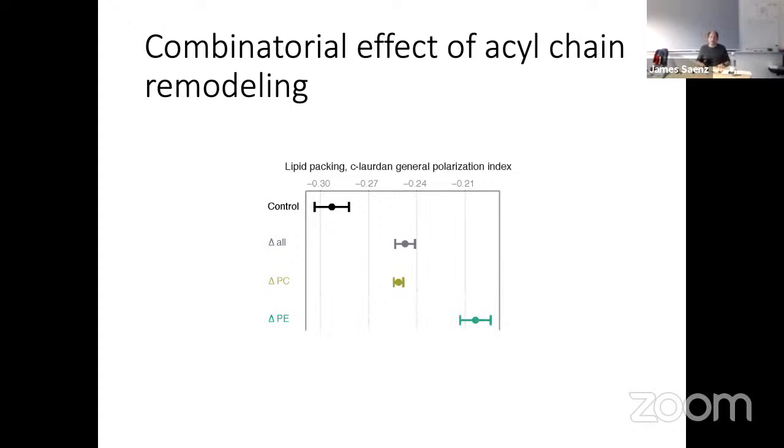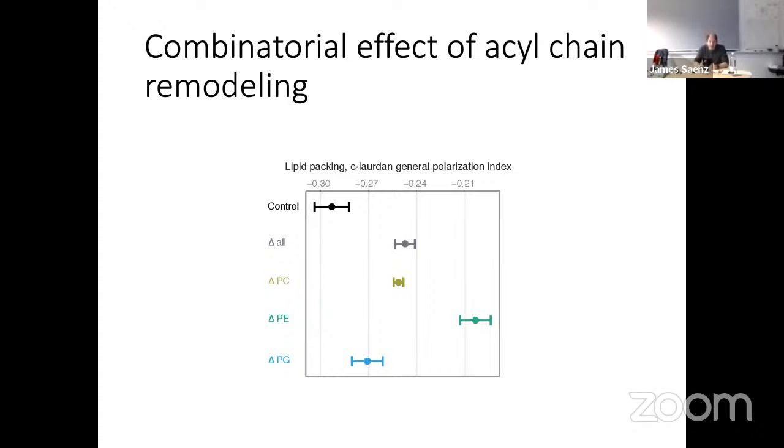There we see that the effect on lipid packing is much larger than just varying in PC or varying in all the lipids the same. So it actually matters which head group you choose to remodel your acyl chains in. When we tried this with PG, we got a different result. It's actually less sensitive, so it goes the other direction. So this was a surprise. To our knowledge, this hadn't really been looked at before.